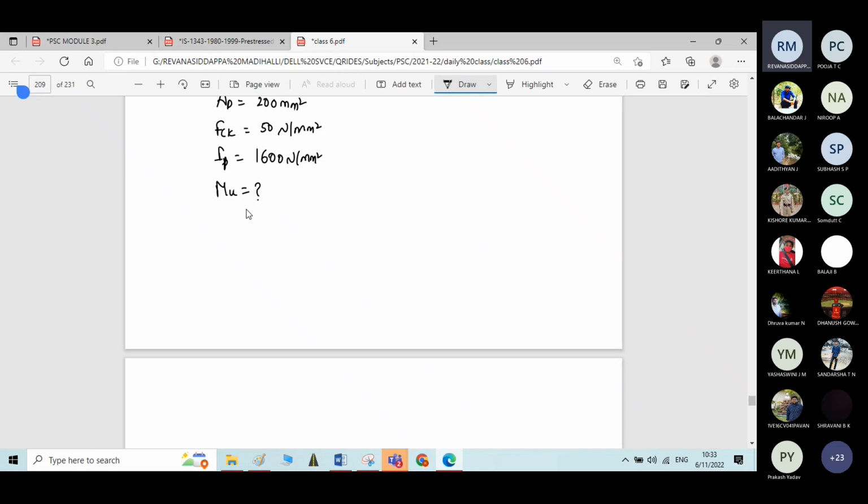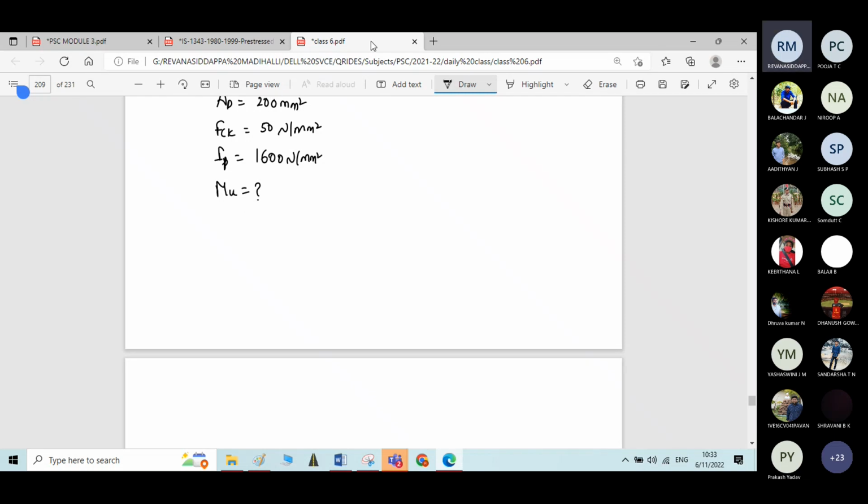Okay. Here also we have to follow the same procedure, students. We have to assume some case. Then we have to check whether the assumption is correct or wrong. If the assumption is correct, we proceed with finding the moment of resistance with respect to the assumed case. Otherwise, we have to assume another case. Then we have to find moment of resistance.